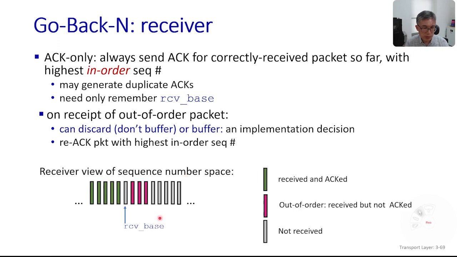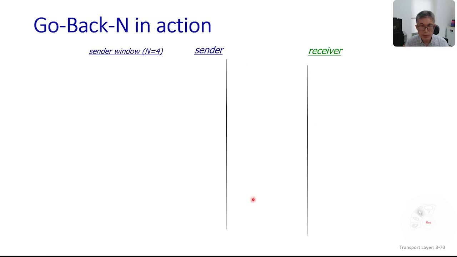So like this, the receive base. This one is already acknowledged. This one is not received. This one is out-of-order received. In that case, buffering is used. But from now on, in the explanation of Go-Back-N, we are using this policy: discard the out-of-order packet case.